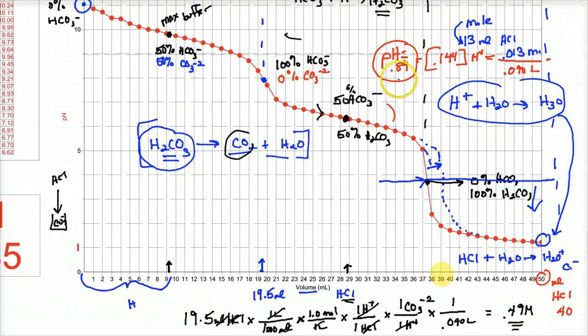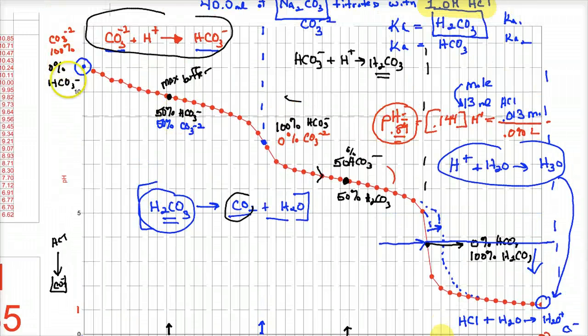But that's certainly a close enough approximation. So that's how you find the final pH, just like you found the finals in the other ones. Once you're past the equivalence point, it's just the extra acid or base that you added over the total volume. Now the initial pH, I want you to validate.